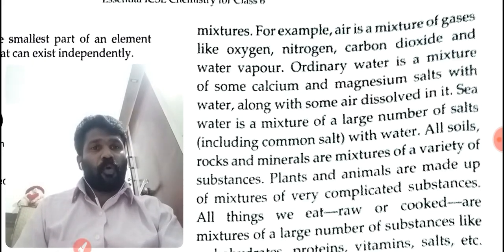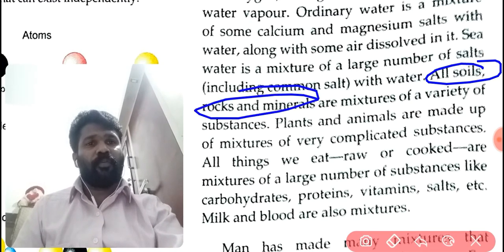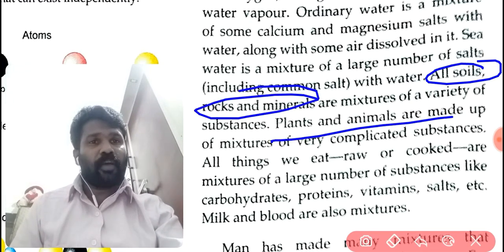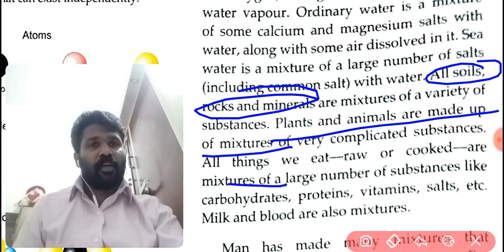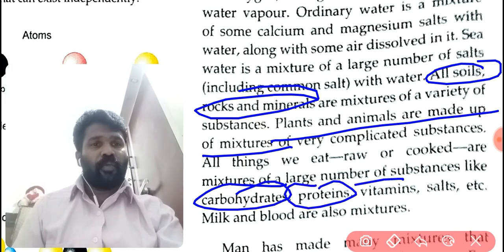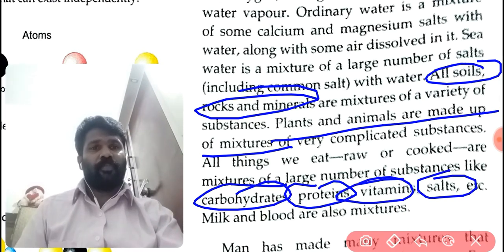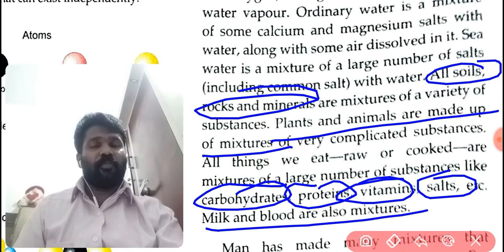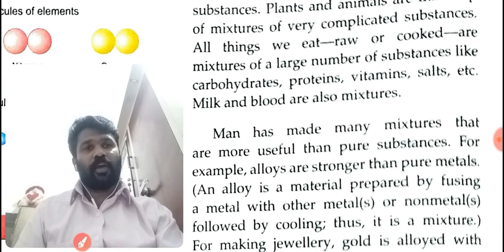All soils, rocks and minerals are mixtures of a variety of substances. Plants and animals are made up of mixtures of very complicated substances. All things we eat, raw or cooked, are mixtures of a large number of substances like carbohydrates, proteins, vitamins, salts, etc. Clear? Milk and blood are also mixtures.